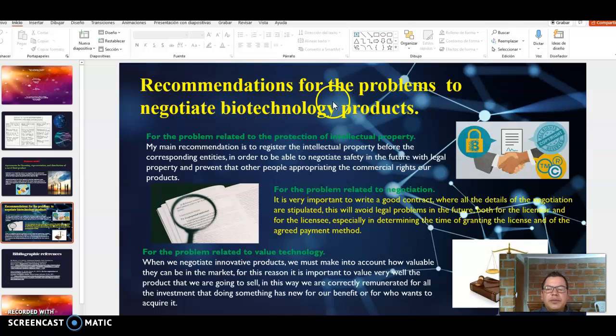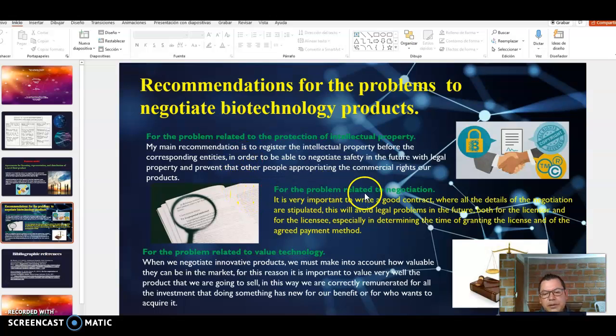Recommendations for the problems of negotiating biotechnology products. For the problem related to the protection of intellectual property, my main recommendation is to register the intellectual property before the corresponding entities, in order to be able to negotiate safely in the future with legal property, and prevent other people from appropriating the commercial rights or products.